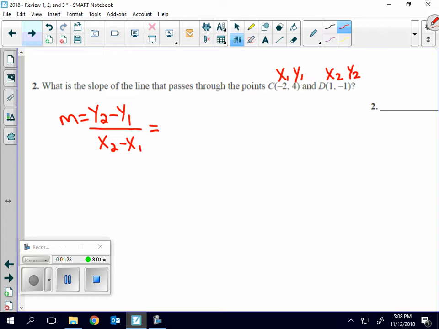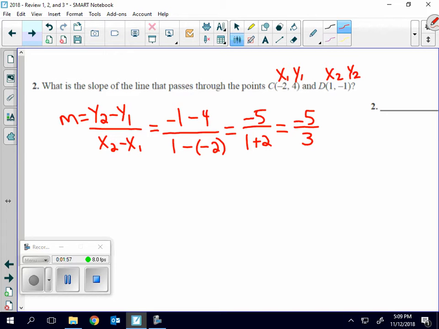We want y2 first, that's a -1. We're going to subtract whatever y1 is, and y1 is 4. On the bottom, we want x2 first, that's 1. We're going to subtract whatever x1 is, and that is a -2. -1 minus 4, you can do it on your calculator, is a -5. 1 minus -2 is the same as 1 plus 2, and I'm just going to rewrite that as -5/3. Reduce it if you can.